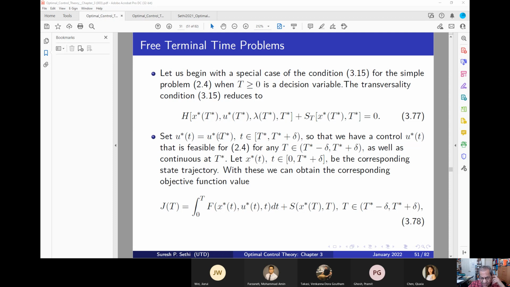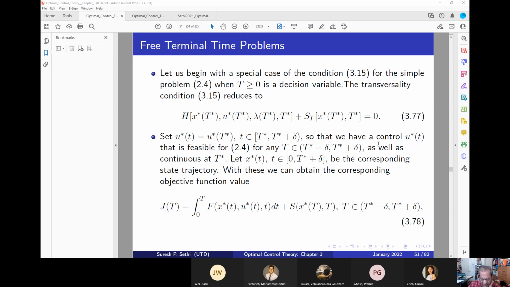But if I do this, then I have defined at least a control, a feasible control, for all of these problems, for any T here. It may not be optimal, but it is a feasible control, and it's not so far from optimal. It is hopefully close enough to optimal that we will still be able to get there. Okay.